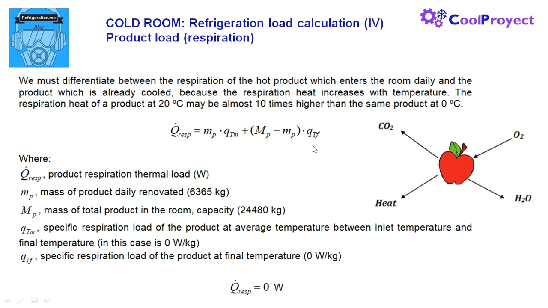In this diagram we can see the process of respiration for fruits and vegetables is a process in which we have a consumption of oxygen and we produce water, carbon dioxide and heat, and this heat is the one we have to remove from the room. In this case, for our project, we have chicken, and meat doesn't generate heat because of respiration, so respiration load is 0 watts. Okay, in this case there isn't any respiration load, but where can we find this information about the product in case we need it?